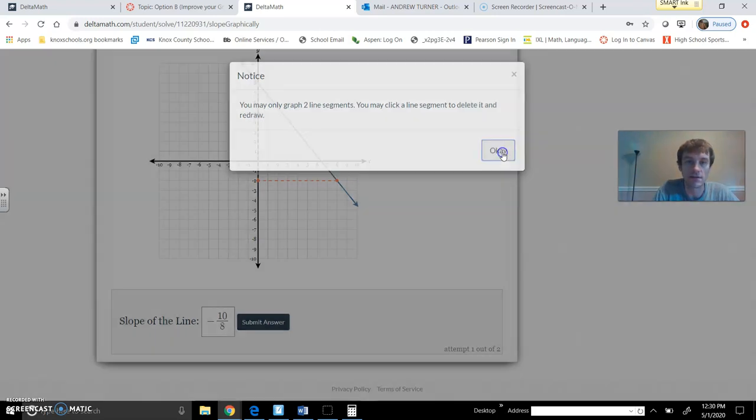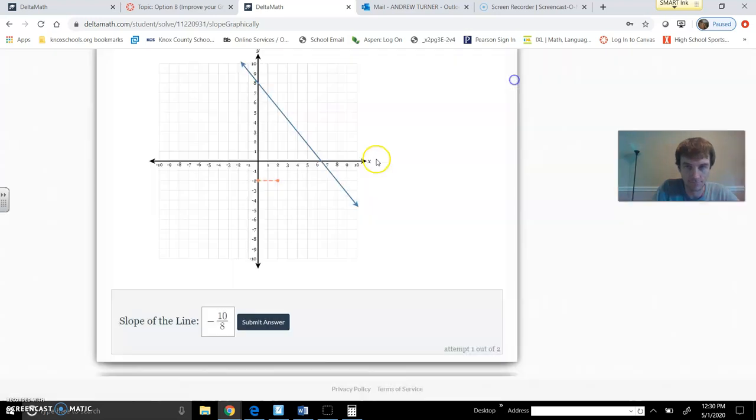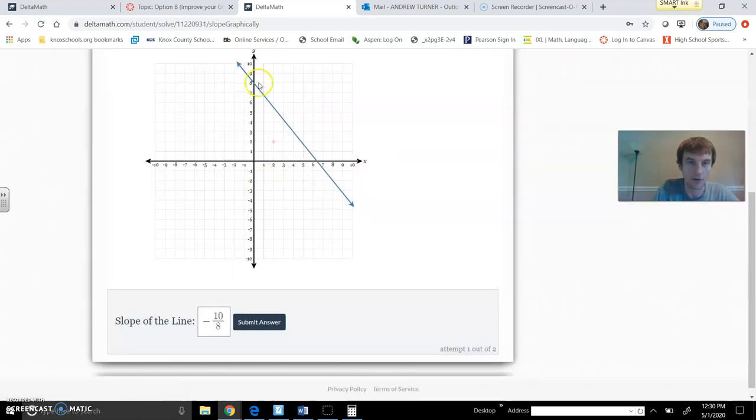You may click assignment to delete it and redraw it. So I think that's what I want to do. I wanted to rethink this in a more simplified way. Trying to delete it, so I want to click on the line itself. So really, it could be going down 1, 2, 3, 4, 5. And then it could be going over 4.